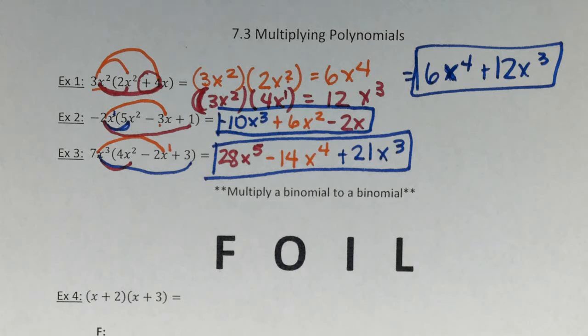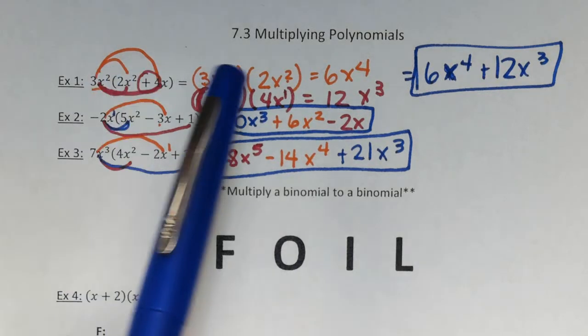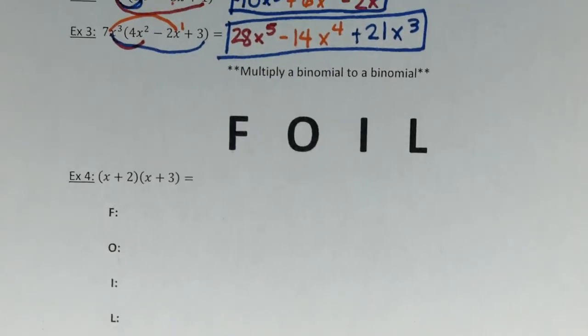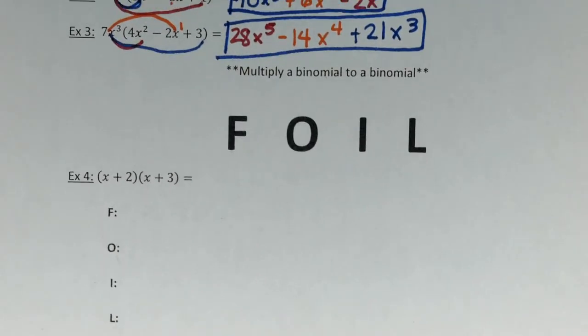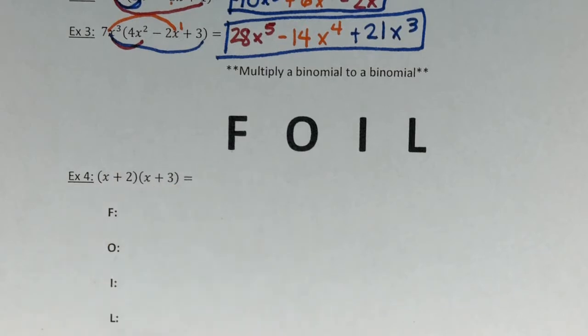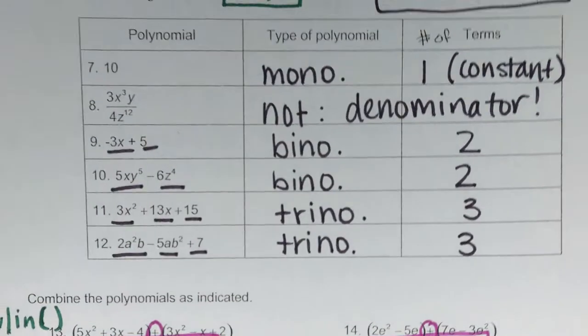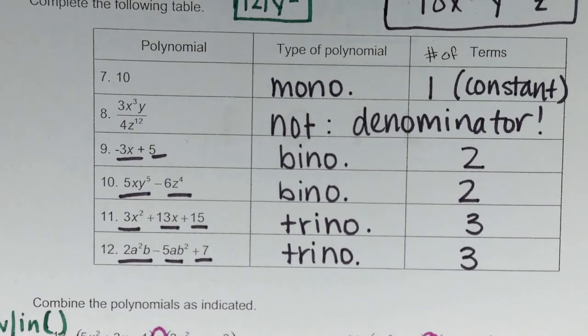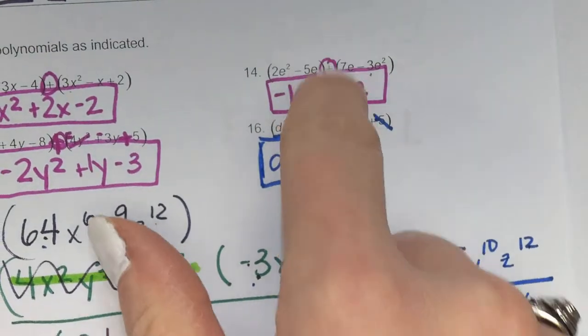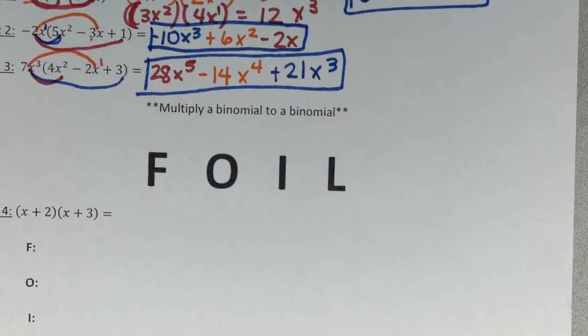Now, that's multiplying a monomial times a binomial. Let's look at multiplying a binomial times a binomial, when we have two terms times two terms. Remember, that's not what we were doing the other day. The other day we were doing this. Today in class, we were adding and subtracting. You see here, adding and subtracting binomials. Well, now we're multiplying. There is no addition or subtraction in the middle.